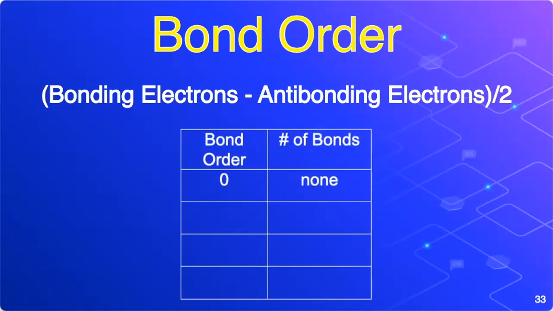If you have a bond order of 1, there is a single bond between the atoms. A bond order of 2 would mean there is a double bond, and a bond order of 3 would mean there is a triple bond between the atoms. Bond orders 0.5, 1.5, and 2.5 are also possible. And then the stability is directly proportional to bond order.